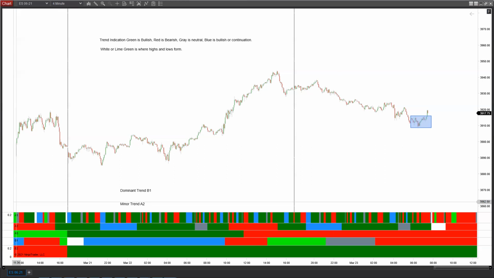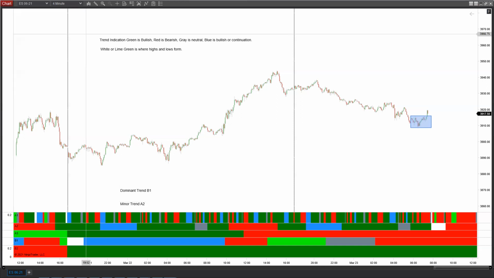Even though we're showing 5 and they all have some significance, I'm only going to talk about the main trend, which is B1 and A2. The dominant trend is B1 and the more minor trend is A2.